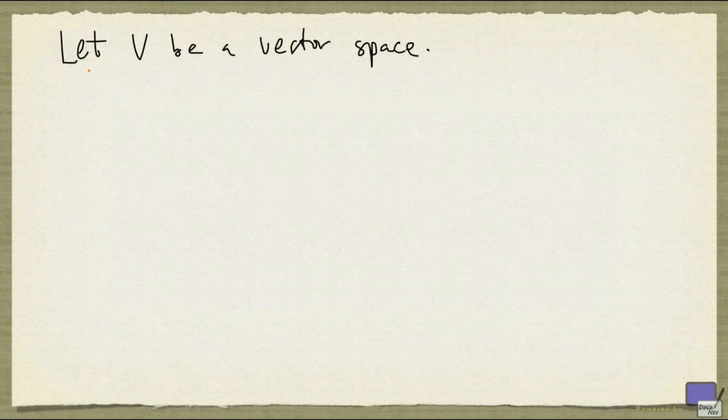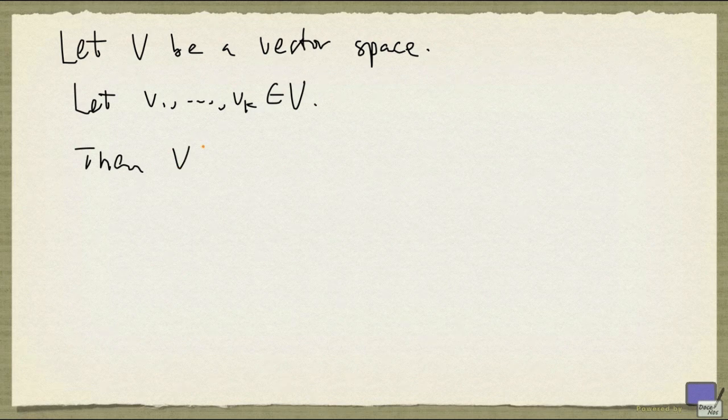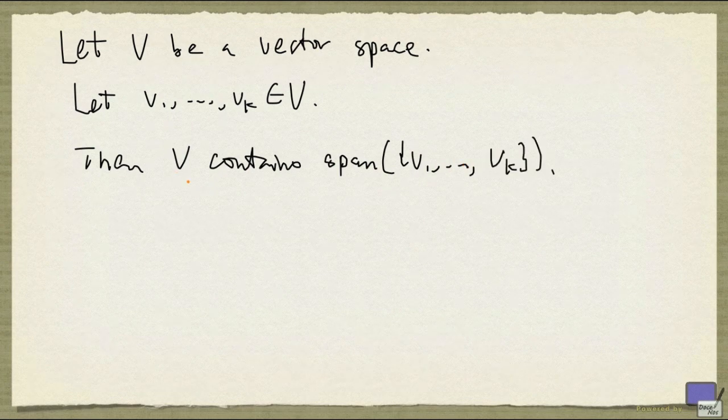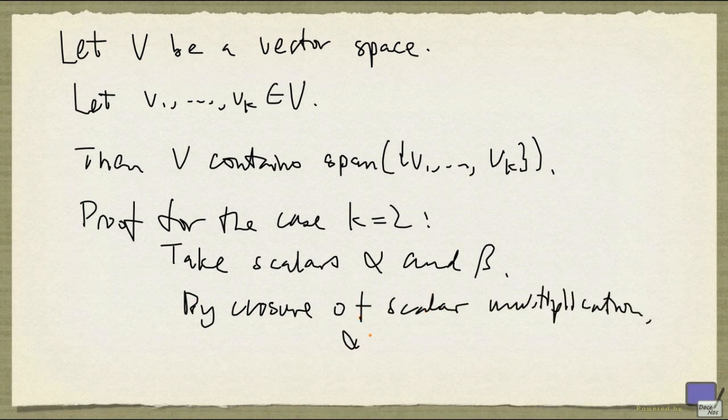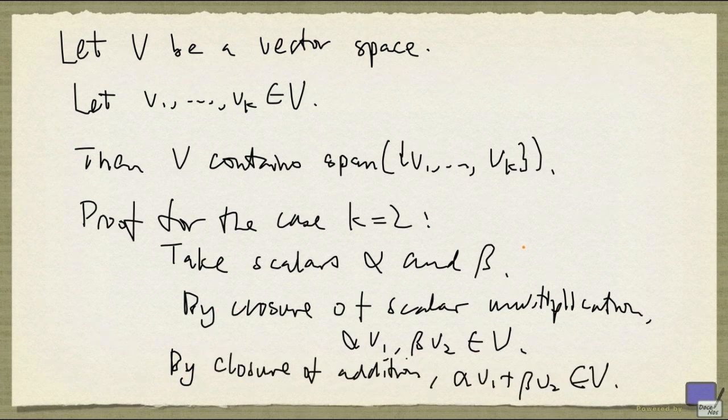And finally, we're going to look at the following result. Let V be a vector space, and v1 up to vk be vectors in V. Then V contains the span of the set v1 up to vk. We'll now prove this for the case when k is equal to 2. The general case can be proved by using induction. So let's take a couple of scalars, alpha and beta. By closure of scalar multiplication, we know that alpha times v1 and beta times v2 are in the vector space V. And now because both alpha v1 and beta v2 are in V, by closure of addition, their sum must also be in V. And that completes the proof.